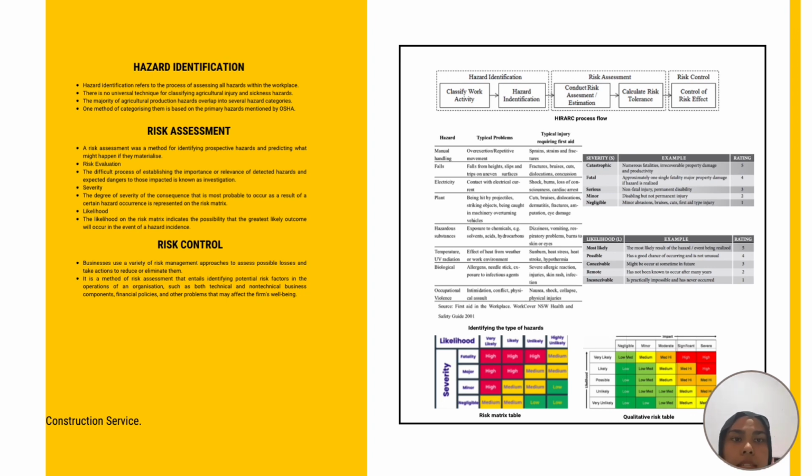So this is the HIRAC process flow. And this is identifying the type of hazard. The figures next are the table of severity and the table of likelihood, and this is the qualitative risk table and the risk matrix table.